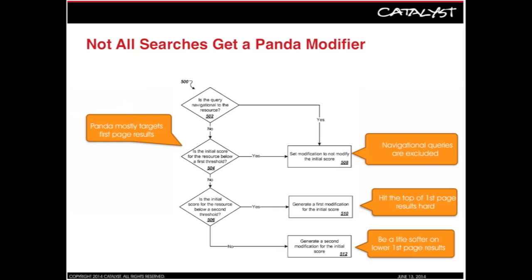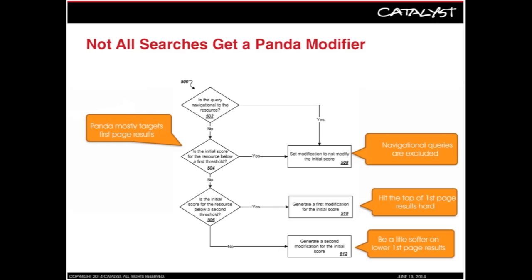What this means is, let's say the threshold was the 10th search result, so essentially the first page. If this web page ranked below the first page, then don't apply the Panda modification score, because really the purpose of this was to target really high-ranking spammy websites. So then it goes below. Okay, so the website was ranking on the first page, higher than the first threshold.